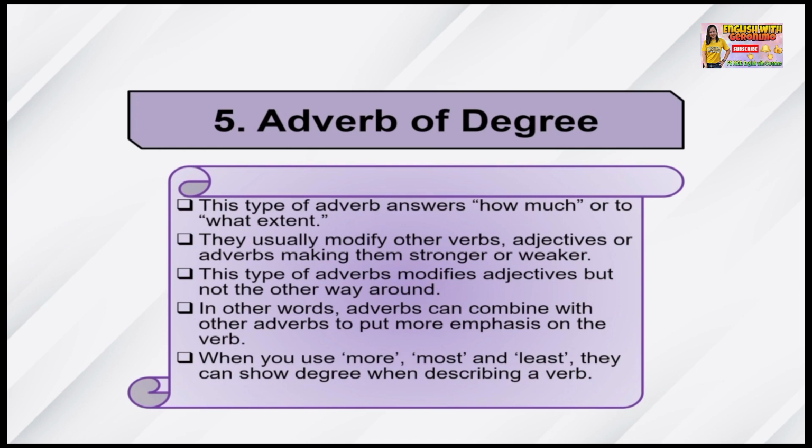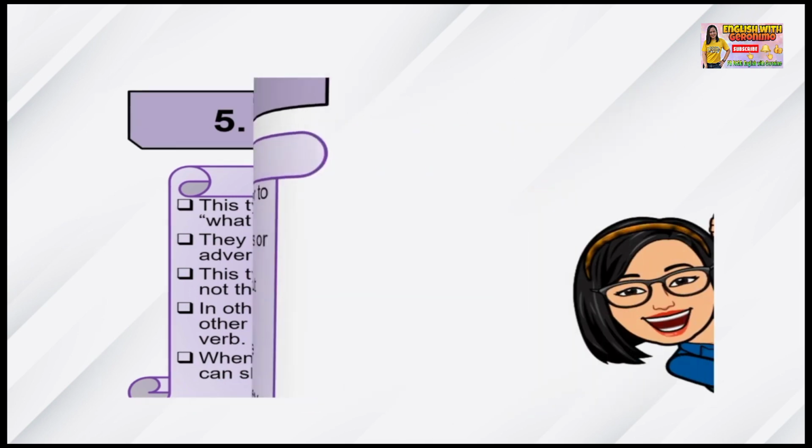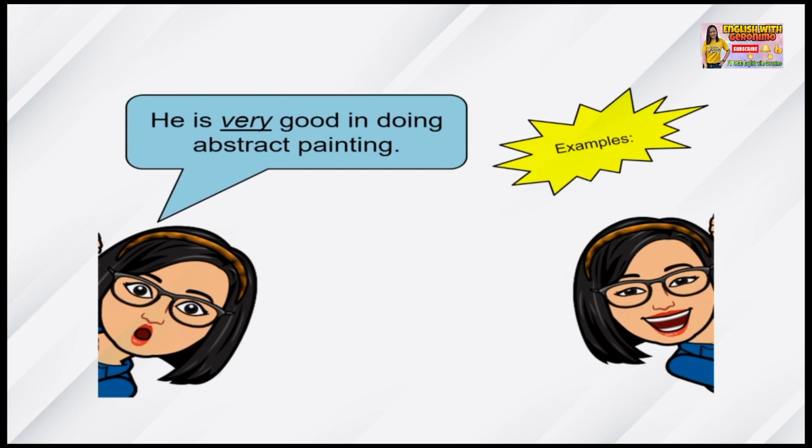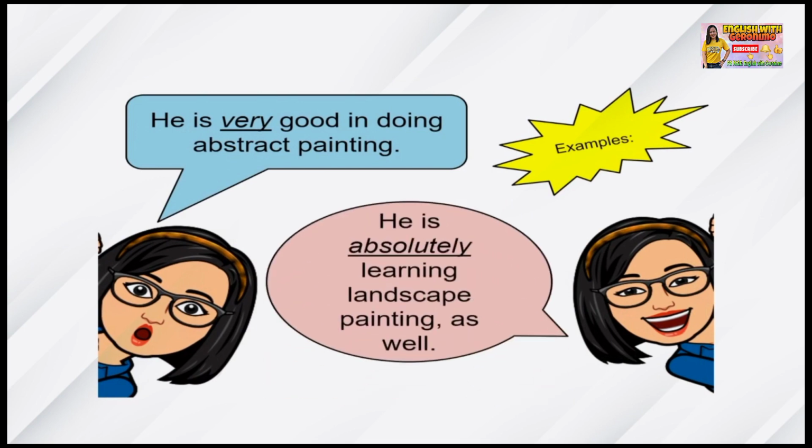When you use more, most, and least, they can show degree when describing a verb. Examples: He is very good in doing abstract painting. He is absolutely learning landscape painting as well.